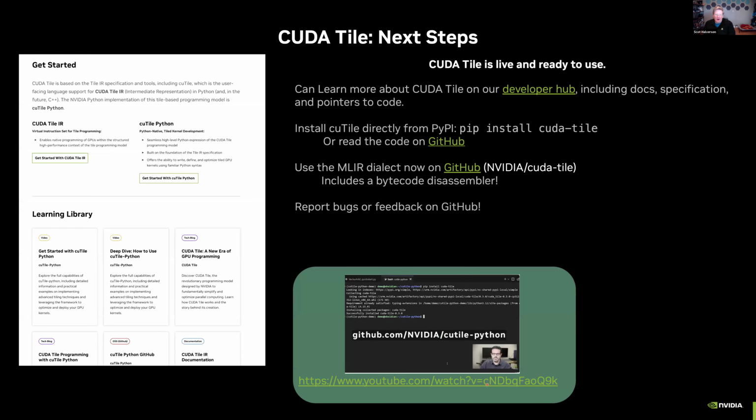Okay, next steps. There's some information here on how to get started. There's a documentation page that is on our developer hub. I'll share a link; the link will be in the slides that we share. I can also share it separately on the document that we're sharing. Qtile can be directly installed from PyPI using pip. You can take a look at the code on GitHub. You can look at the MLIR dialects on GitHub as well.